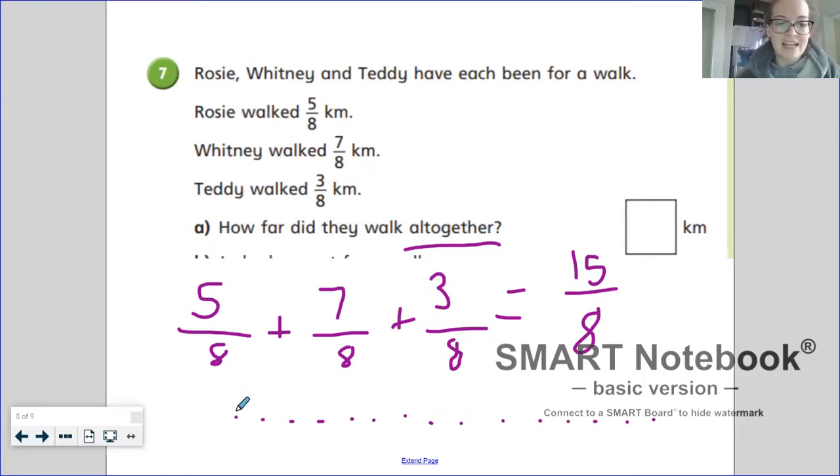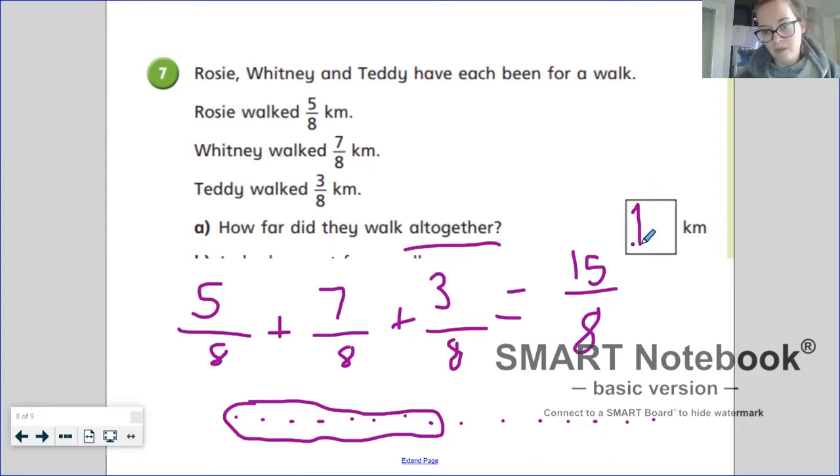So I know that 8 of these things is 1 kilometre. So 1, 2, 3, 4, 5, 6, 7, 8 is 1 kilometre. So I know I've got 1 kilometre and 1, 2, 3, 4, 5, 6, 7/8 of a kilometre. 1 and 7/8 of a kilometre.